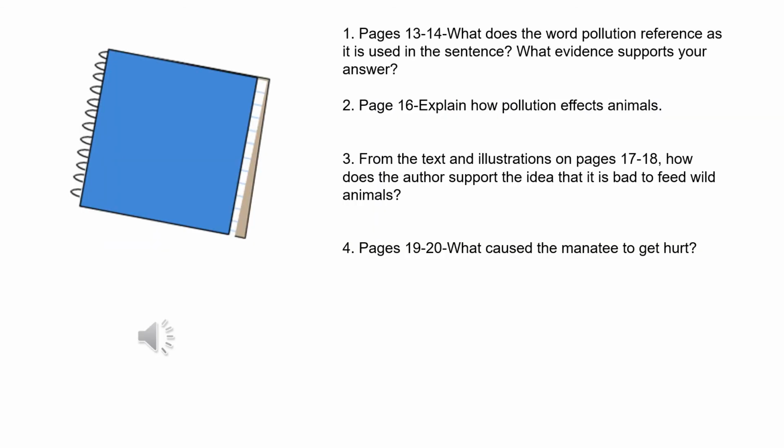Time to get out your notebook or your Word document if you're going to type your answers. Number 1, pages 13 through 14. What does the word pollution reference as it is used in the text? What evidence supports your answer? Question 2, page 16. Explain how pollution affects animals. 3. From the text and illustrations on pages 17 and 18, how does the author support the idea that it is bad to feed wild animals? And 4. Pages 19 to 20. What caused the manatee to get hurt?